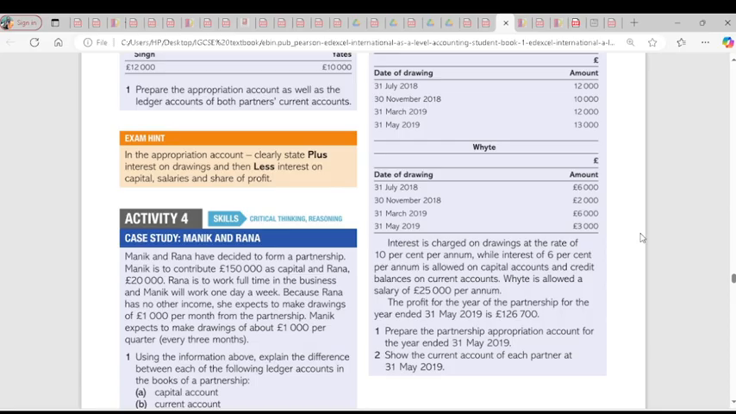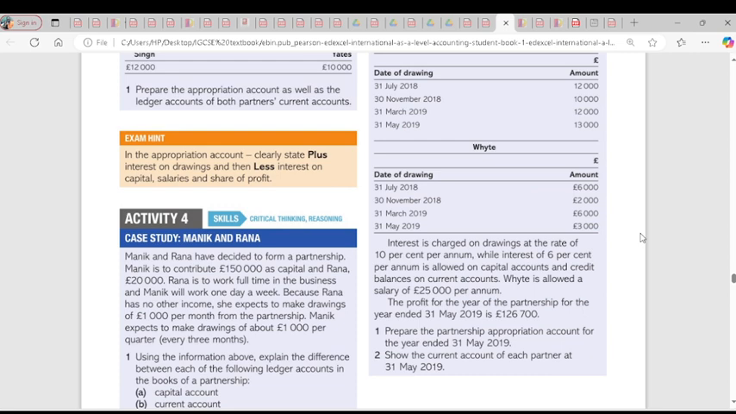31 March 2019 to May, that's 2 months. So look at the calculation. 6,000 multiplied by 10 over 100, that's 600, divided by the number of months, 12, 50, multiplied by 10 months, 500. 2,000 multiplied by 10 over 100, 200, divided by 12, multiplied by 6 months, 100. Then the third one, 6,000 multiplied by 10 over 100, 600, divided by 12 times 2, 100. Is it clear? So we have 500, 100, 100 for the interest charge on drawings for White.